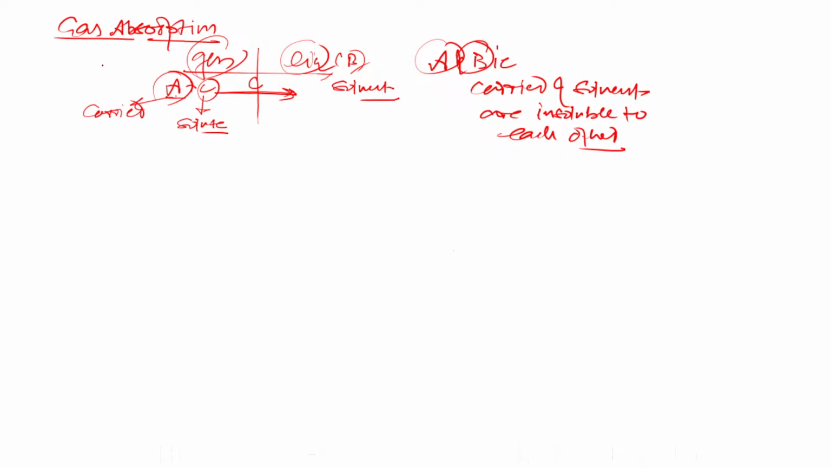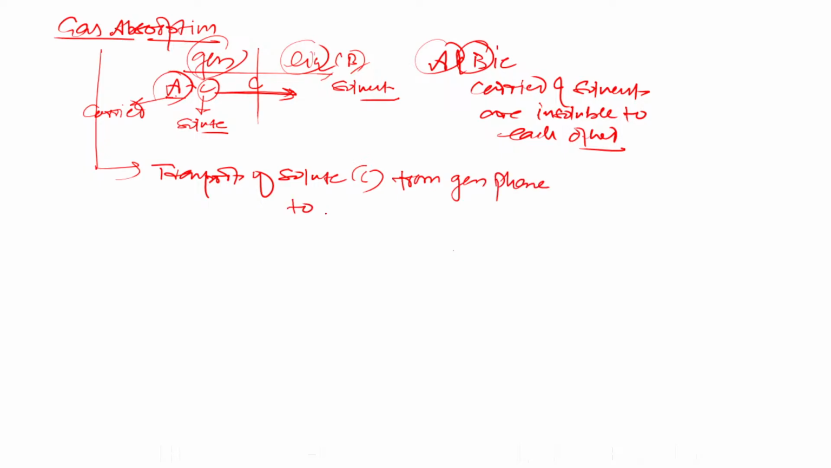In gas absorption, there is transport of solute, which I called C here, from the gas phase to the liquid phase, which is basically the solvent. And the liquid solvent must have solubility for the solute. Clear?